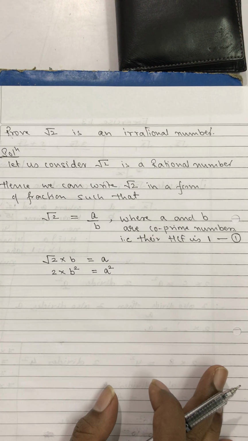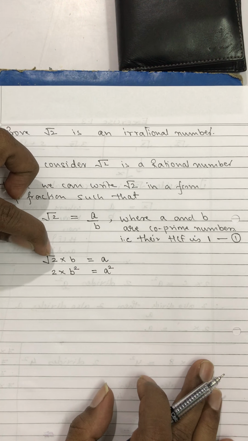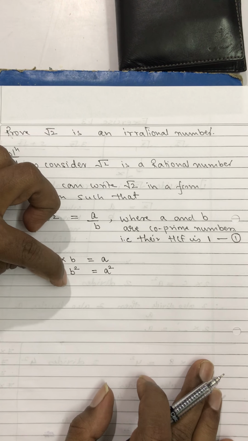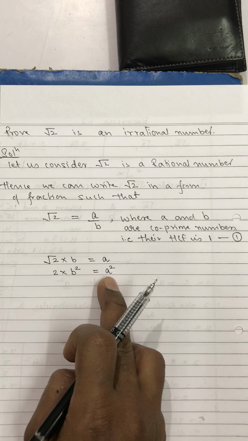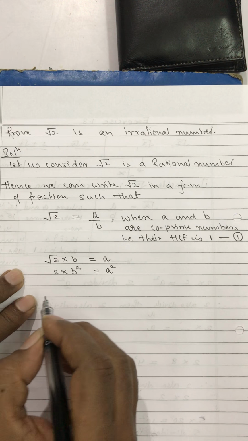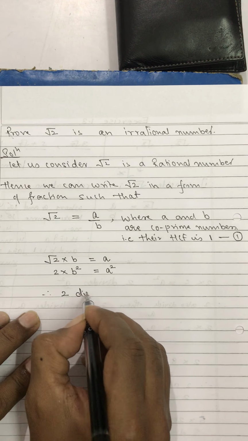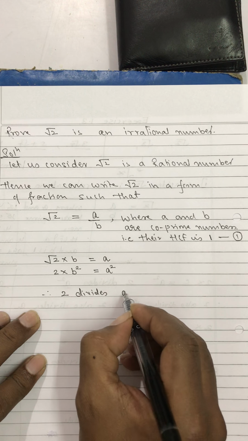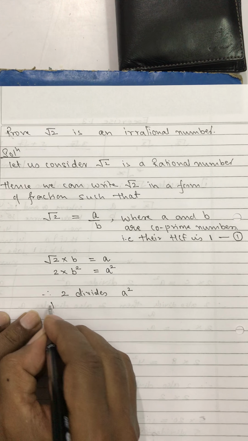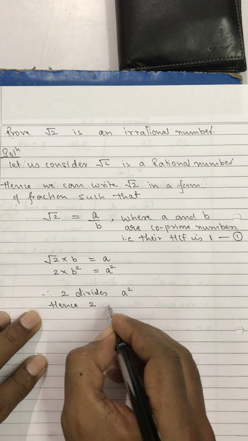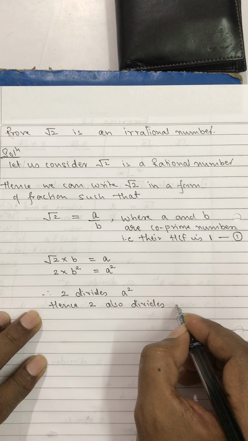But since here we have a multiplication sign in between, I can straight take the square root. The square root of 2 is 2, the square of b is b square, which is equal to a square. Now we have reached here: 2 into b square is equal to a square. Therefore, 2 divides a square. From here we are getting what? 2 divides a square.